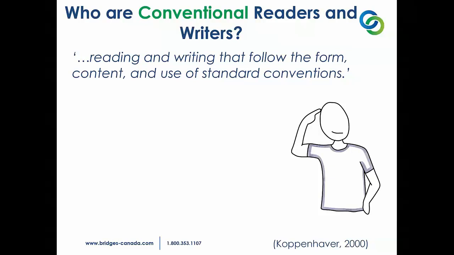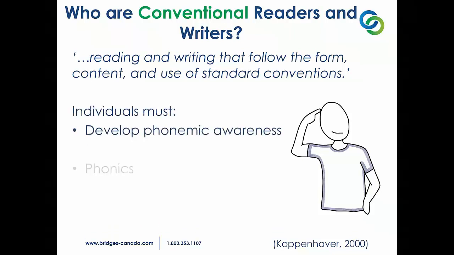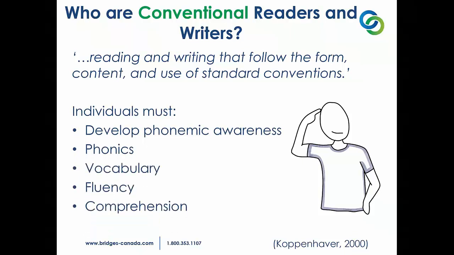Conventional literacy refers to reading and writing that follow the form, content, and use of standard conventions. It is built upon discoveries and understandings made during that emergent literacy phase of development. According to the National Reading Panel report, in order to produce and understand conventional literacy, an individual must develop phonemic awareness, phonics, vocabulary, fluency, and comprehension of connected text. Conventional literacy requires the simultaneous and integrated use of these skills to independently construct a message that can be accurately interpreted by other conventional readers.